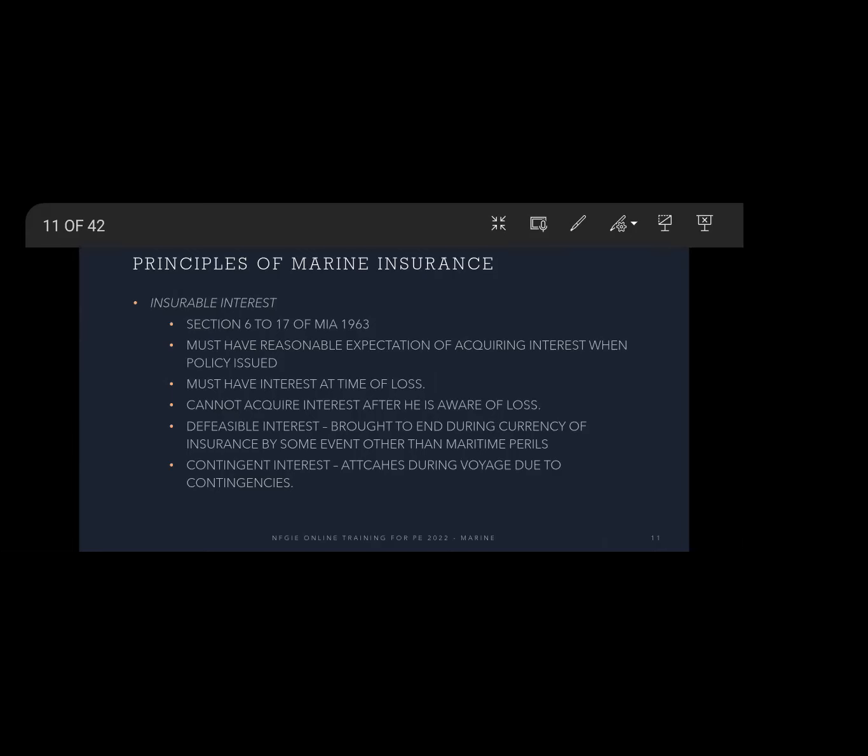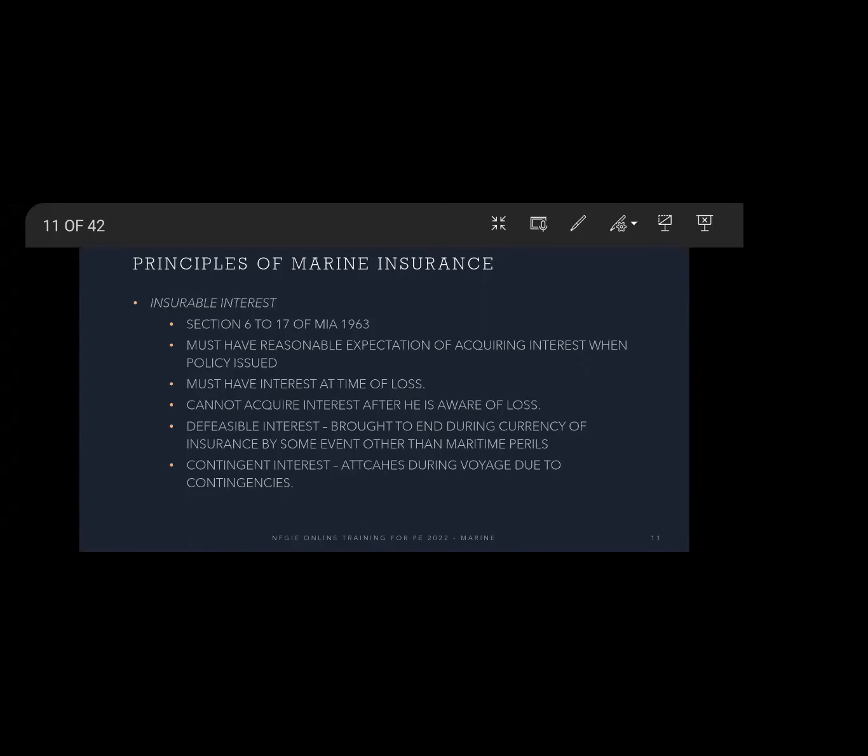An example of a defeasible interest will be, let us say a consignment is sold on CIF Incoterm. Once the cargo is loaded onto the ship at the port of loading, the insurable interest changes from the seller to the buyer. So it is an event. Loading onto the ship is an event. It's not an event which is a maritime peril, but the occurring of that event has caused the insurable interest to change from the seller to the buyer.